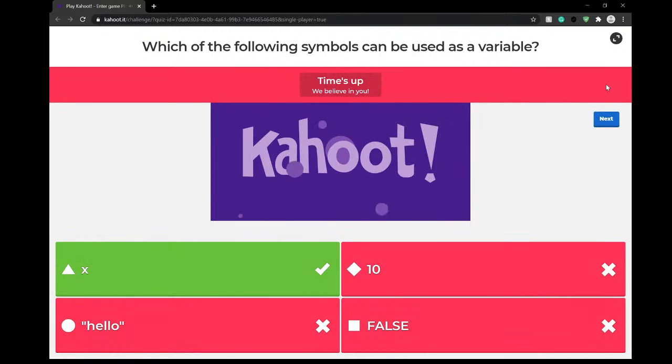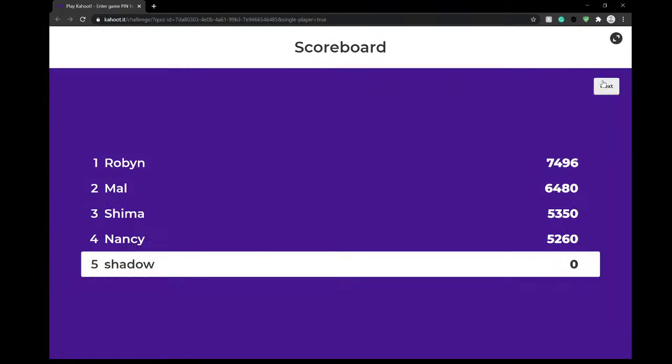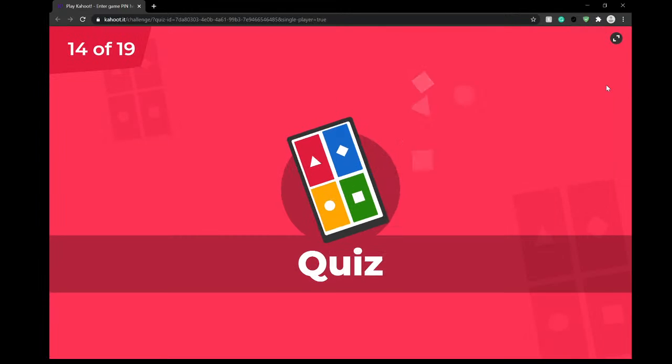Okay, so the answer is X. X can be a variable. False cannot be a variable because that's already for Boolean operations. And 10 cannot be a variable, that's an integer. And hello with quotation marks cannot be a variable either because it is a string. So, yep, there's that. Moving on.